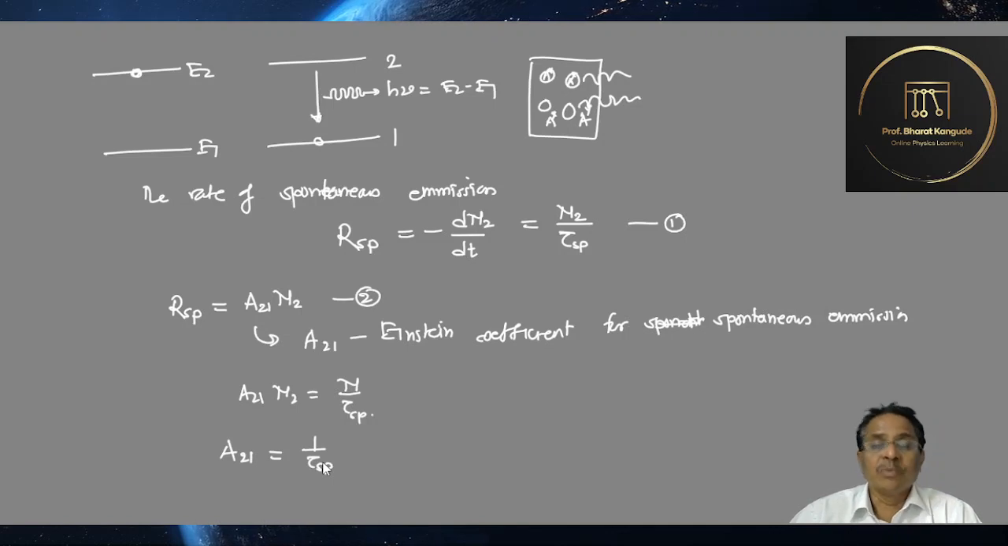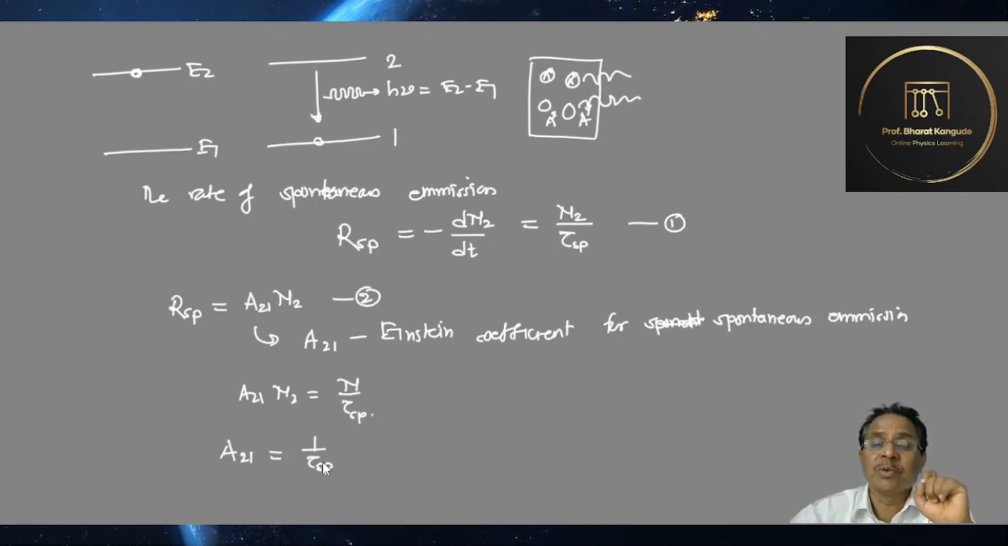Thus the reciprocal of the coefficient A21 is the time for the spontaneous transition, that is tau SP, and that represents the lifetime of spontaneous emission also. So it is the average time for which the excited atom would remain in the upper level before undergoing a spontaneous emission. That means for how much time that atom remains in this excited state, that average time is tau SP, and this particular time decides the constant in the equation of the rate of this spontaneous emission.